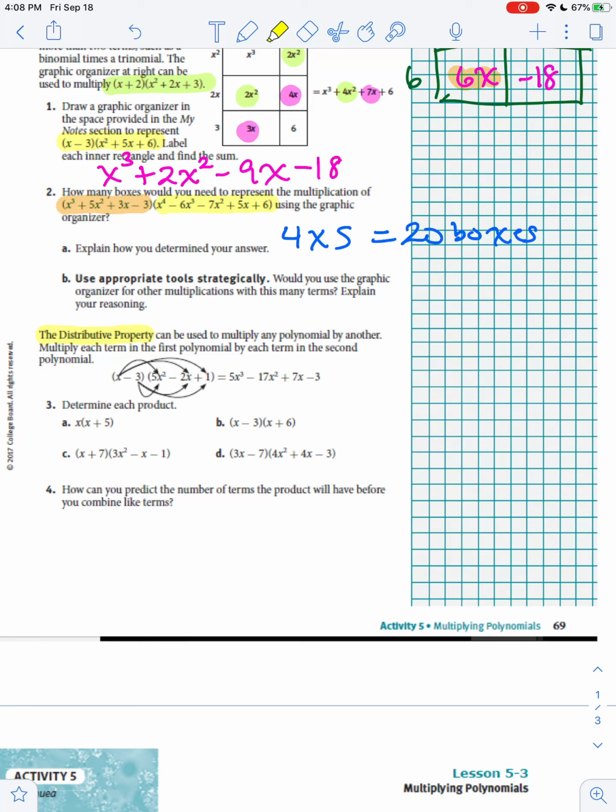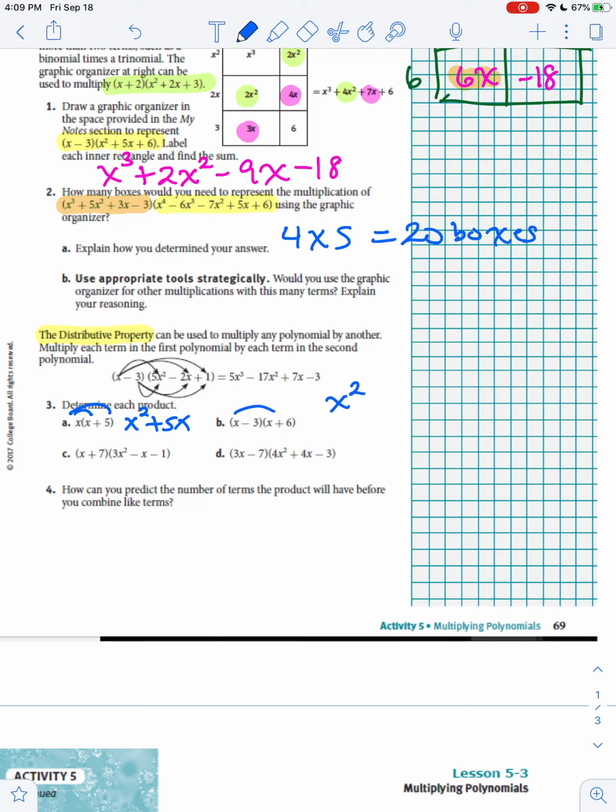And so for 3a, it's just a monomial times a binomial. So that's pretty easy. x times x, x squared, and then x times 5, 5x. Done. And we've already done problems like B, where we call it FOIL, but it is really distributive property.